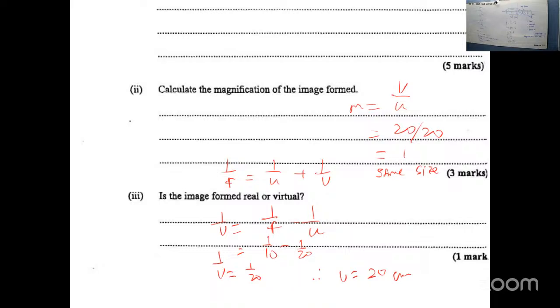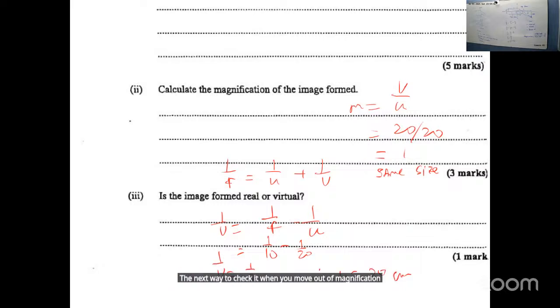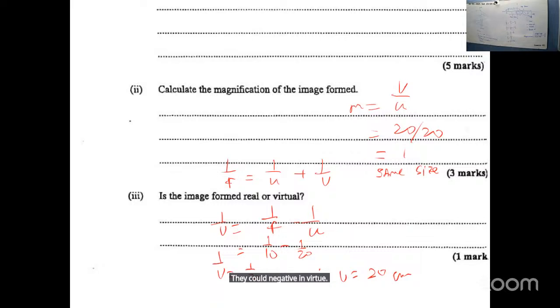How do you know if it's real or virtual? Number 1, remember I told you virtual will be on the same side. Real is always on the opposite side. That's one way to check. The next way is when you work out magnification. If you get a positive answer, it's real. If it's negative, it's virtual.